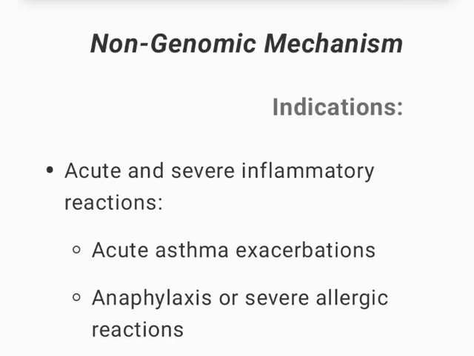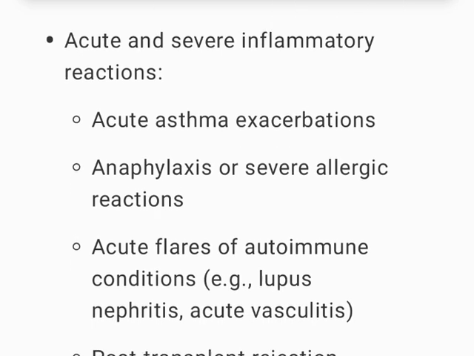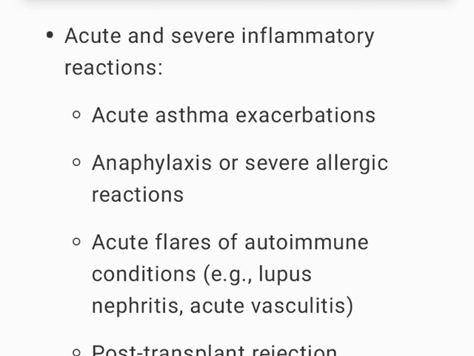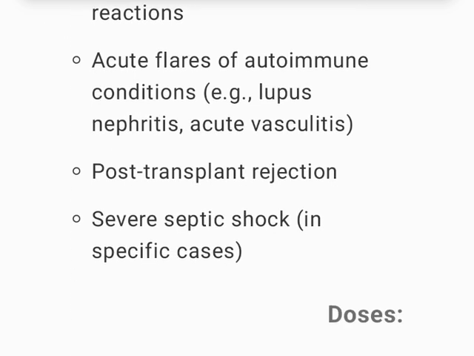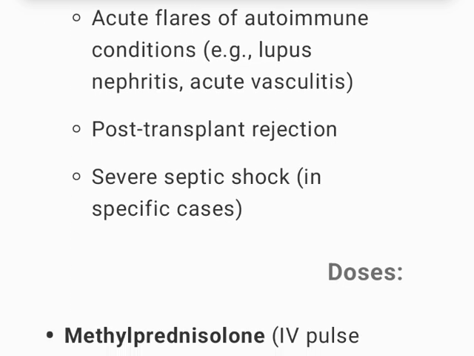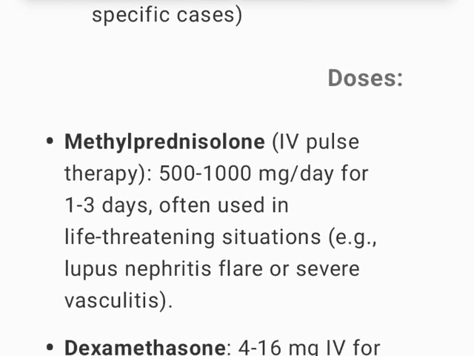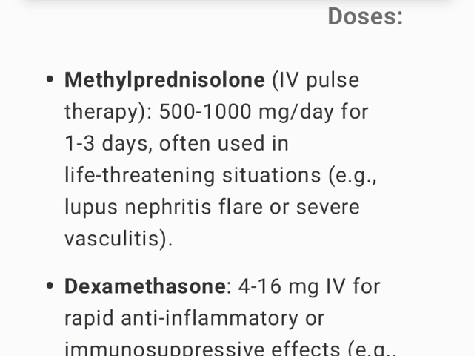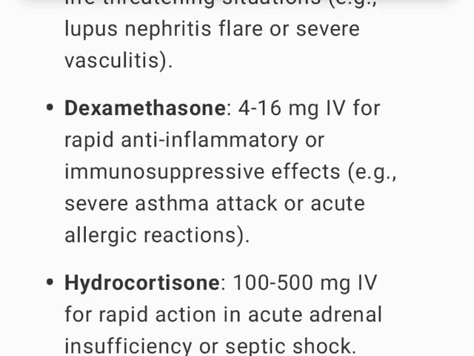Non-genomic mechanism. Indications: acute and severe inflammatory reactions, acute asthma exacerbations, anaphylaxis or severe allergic reactions, acute flares of autoimmune conditions, e.g. lupus nephritis, acute vasculitis, post-transplant rejection, severe septic shock in specific cases. Doses: methylprednisolone, IV pulse therapy, 500 to 1,000 milligrams per day for 1 to 3 days, often used in life-threatening situations, e.g. lupus nephritis or severe vasculitis.